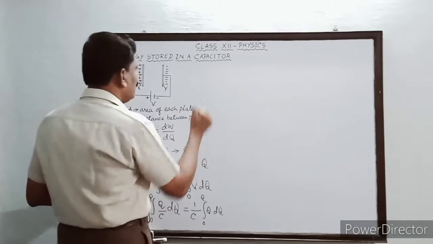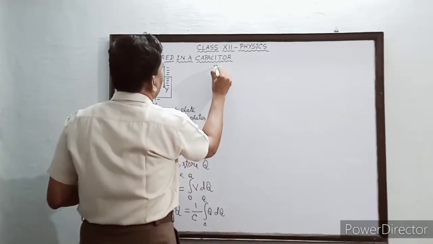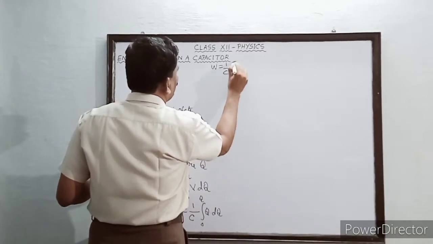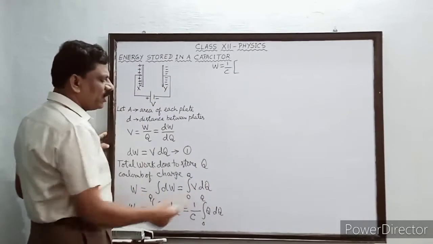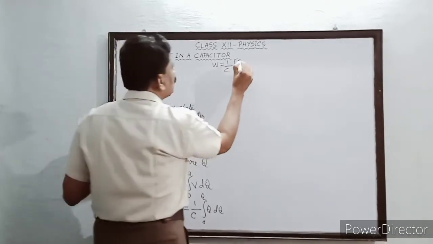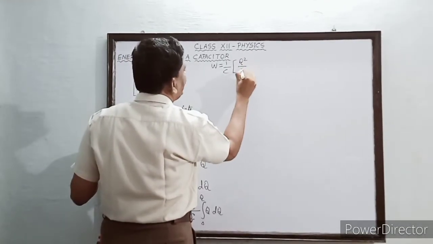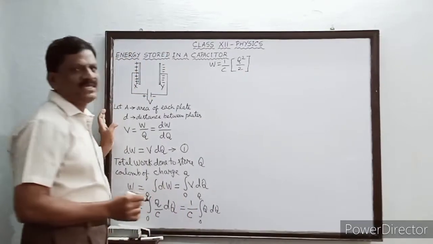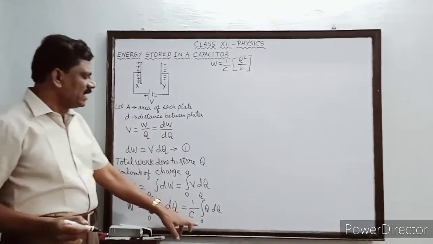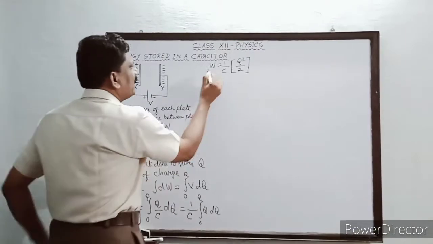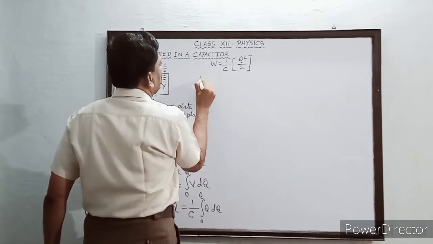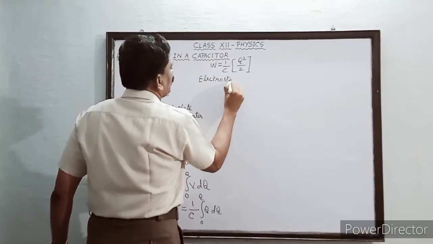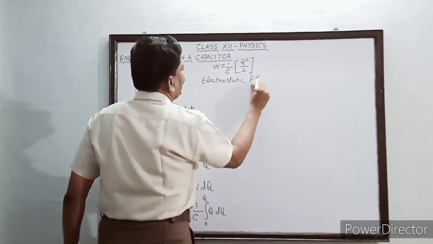Therefore, the total work done W is now equal to 1 by C into the integral value of Q, which is Q square by 2. So this is equal to Q square by 2 between the limits 0 to Q. I have already substituted, that is Q square by 2, because the lower limit is 0. Therefore, this work done is stored as electrostatic potential energy.